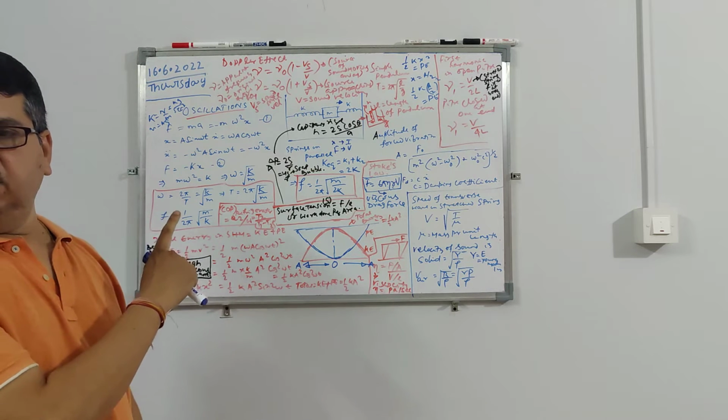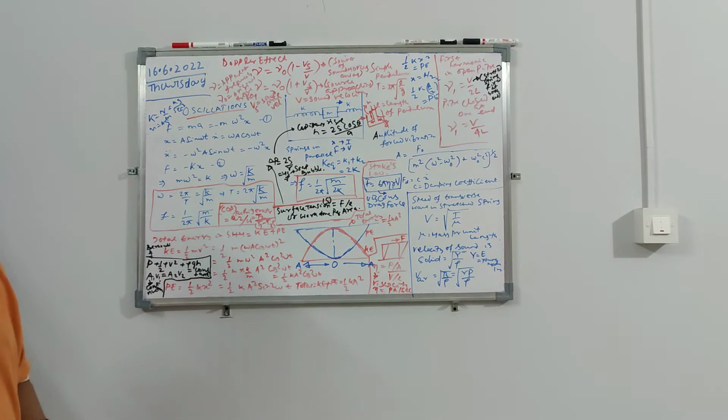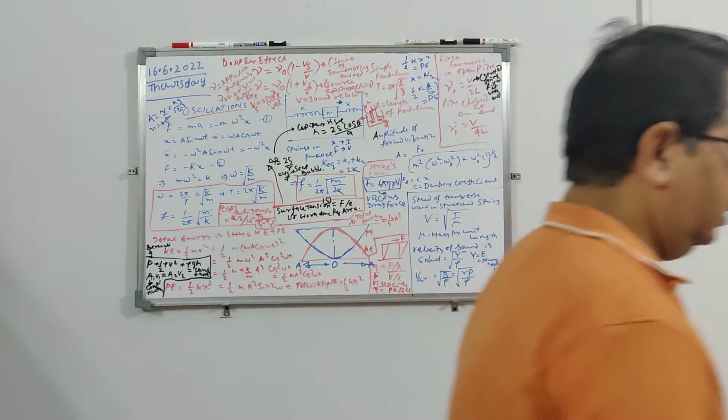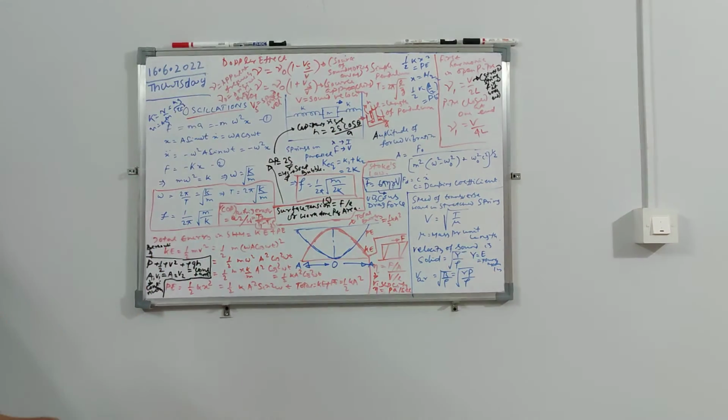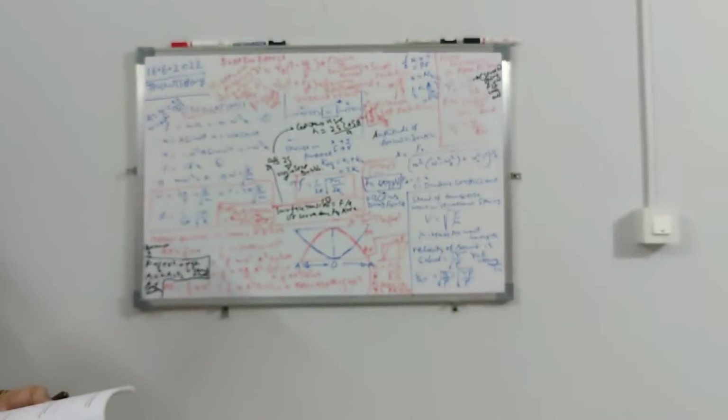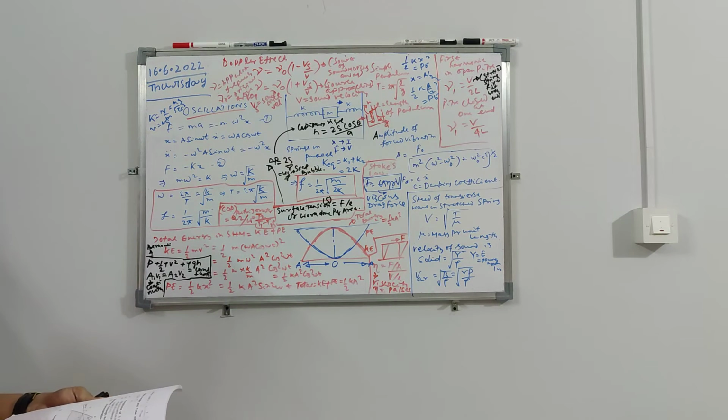So V in the denominator is velocity of sound in air. Normally it is 332 or 331, whatever. That will be given, what you're supposed to take V as. You can verify that. It is Vs by V. V is velocity of sound. Vs is velocity of source.